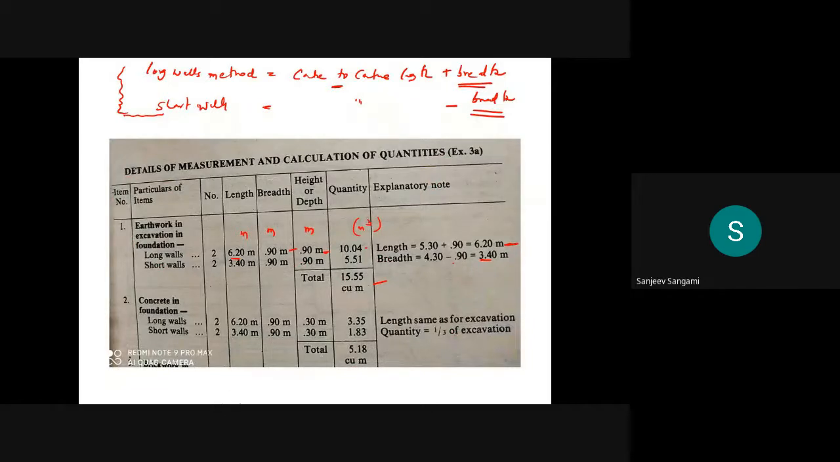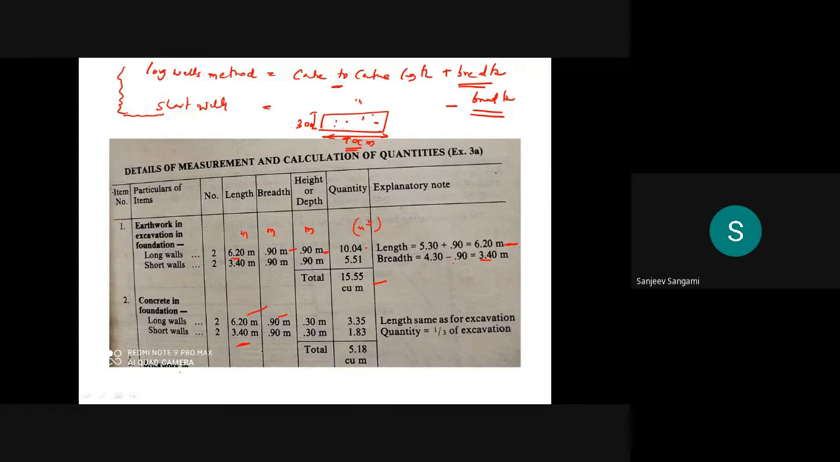See, the length will be the same. You can see that it is 6.2. Directly you can take it. You already calculated that, then the short walls calculated. So breadth is 90 centimeters. If you take that separately and calculate it, the height, how much is there? 30 centimeter. And breadth will be 90 centimeters, that they have taken. Then totally multiply it, so you will get it in cubic meter.